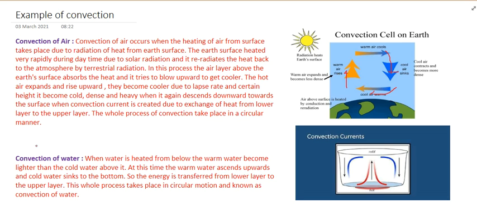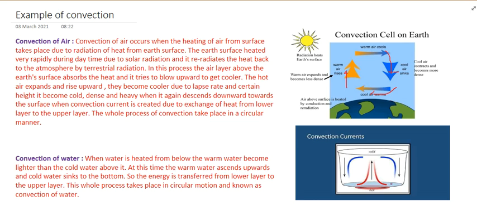Now let us continue to the next example, that is convection of water. Water is also convected from below when it gets heated by any medium. When water is heated from below, the warm water becomes lighter than the cold water above it. At this time, the warm water ascends upwards and the cold water sinks to the bottom. So the energy is transferred from the lower layer to the upper layer. This whole process takes place in a circular motion and is known as convection of water.